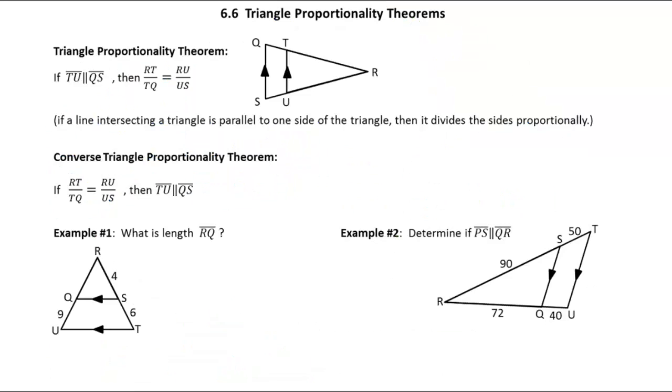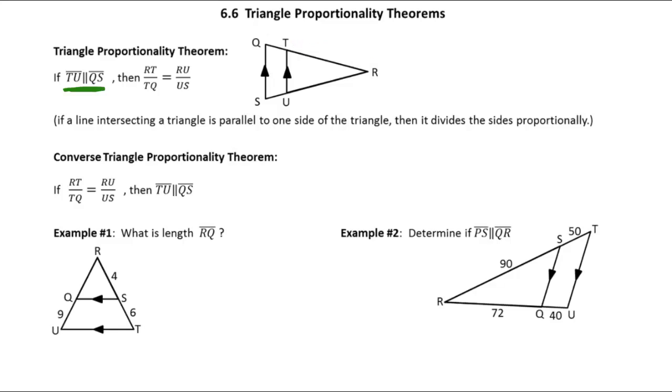Okay, so now we're on to 6.6, which is triangle proportionality theorems. So we have some theorems here, and that's why we go ahead and present these at the beginning. Here's our first theorem, the triangle proportionality theorem. So if I have two parallel sides here, TU is parallel to QS, then I know that the two sides are in the same proportion. So the ratio of RT over TQ would be in the exact same ratio as RU over US. And so those sides are proportional. And this is what it said. This is your picture.